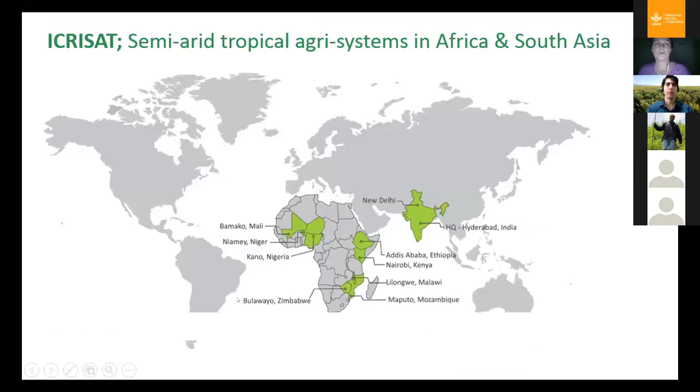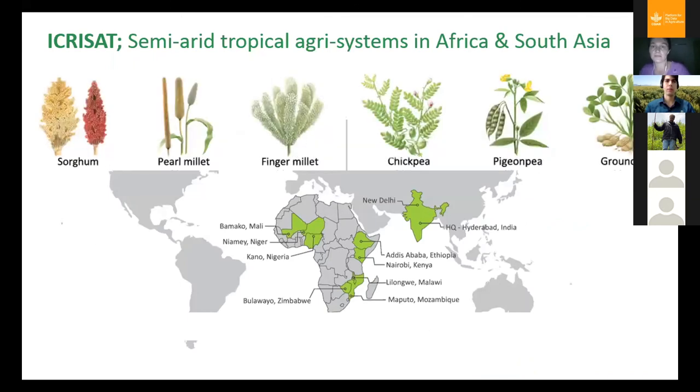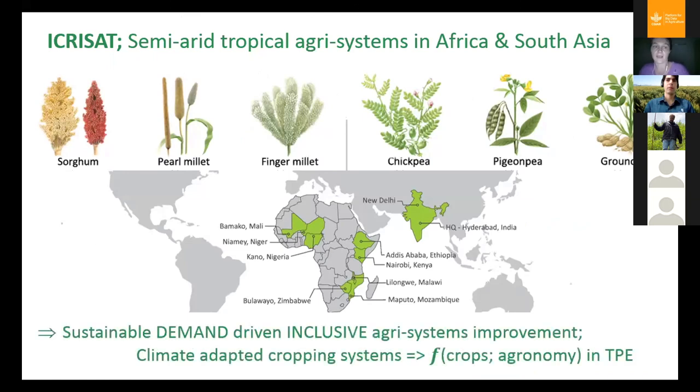For those who do not know, the International Crops Research Institute for the Semi-Arid Tropics deals with the semi-arid tropical agri-systems in Africa and South Asia. We have six mandate crops, which are traditionally known as poor man's crops, because they are notoriously known as being key for subsistence farming systems in these regions of Africa and South Asia. Our mantra is sustainable, demand-driven, inclusive agri-system improvement.